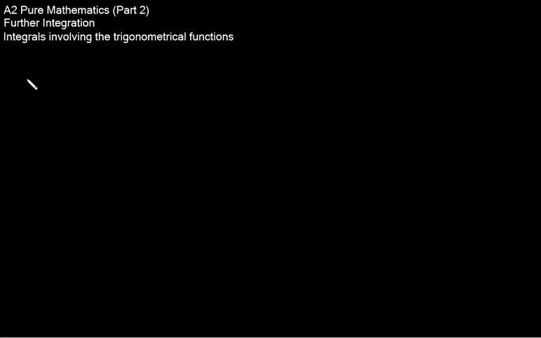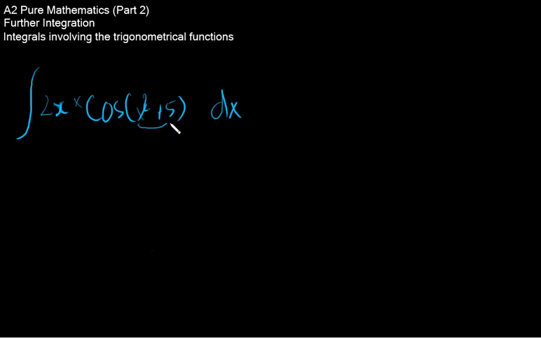Let's say you are asked to integrate 2x times cos of (x squared plus 5) dx. By now you should have been able to do this pretty easily.